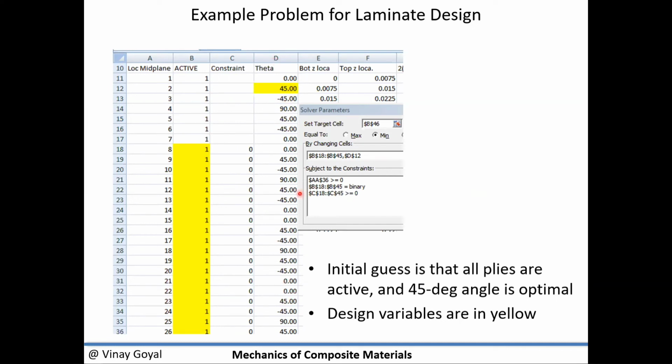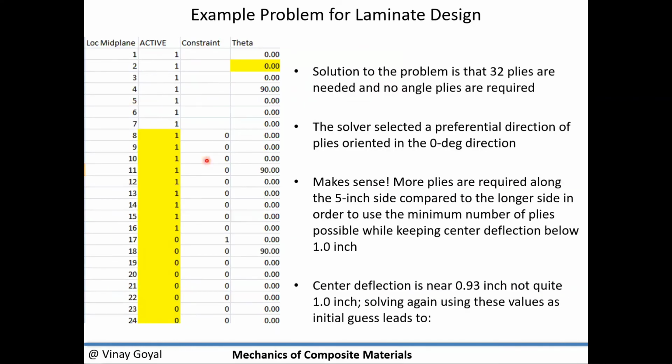And so the initial guess is that all the plies are active. We'll make them all active, and we'll figure out what happens next. And we're going to have some minimum number of plies just to start, and then let the GRG algorithm select which one should be active. And when you run it, it finds out that I don't need these outer plies. I don't need plies 17 through 24. I can survive with the plies here.